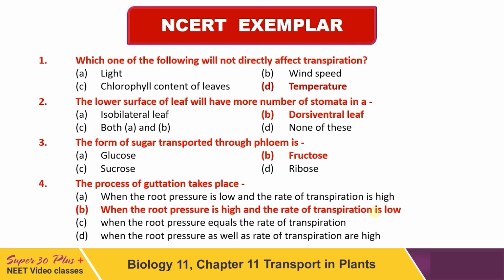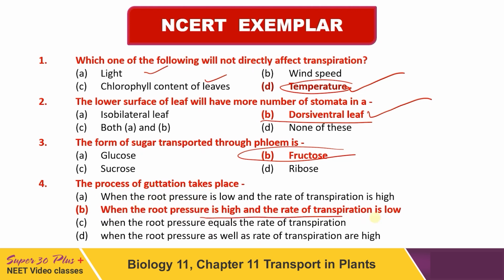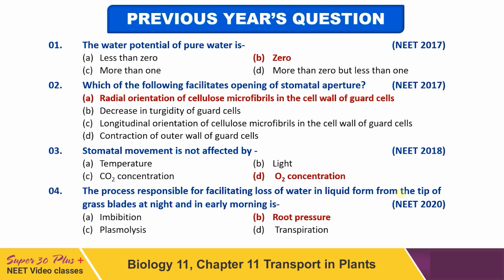Now, in the last, we have to see some NCERT examples. Temperature is not going to affect transpiration directly. The lower surface of the leaves will have more stomata in case of a dorsoventral leaf. The form of sugar transported in phloem is sucrose. In the process of guttation, root pressure is high and transpiration is low. Guttation is when water is lost in the form of liquid.